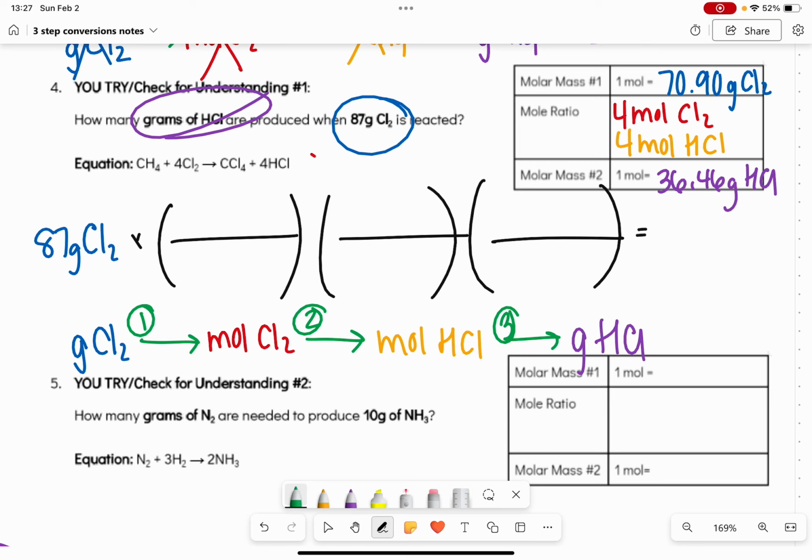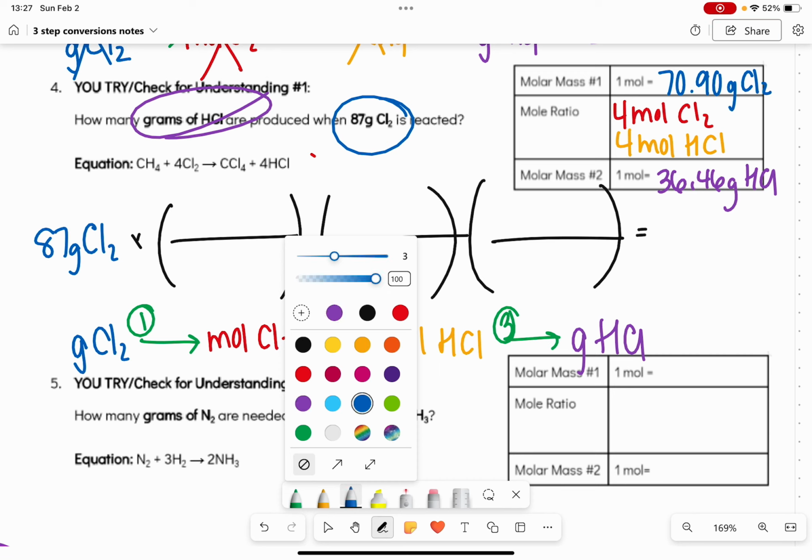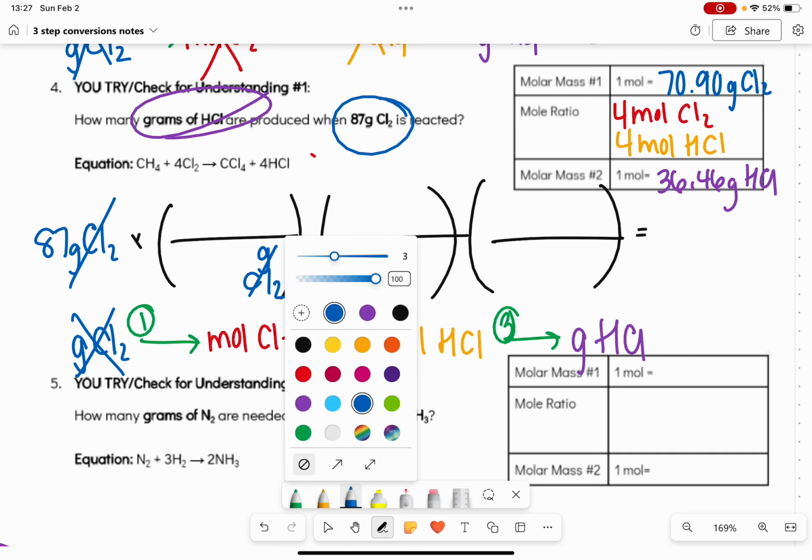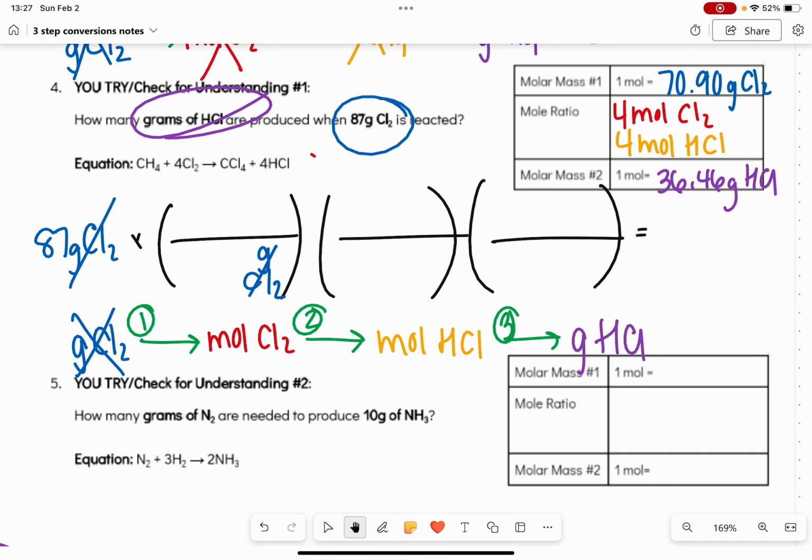So we start in grams of Cl2, which means that grams of Cl2 is my old unit on the bottom. By putting it on the bottom, it cancels it out. My new unit is going to be moles of Cl2. So that's going to go at the top.